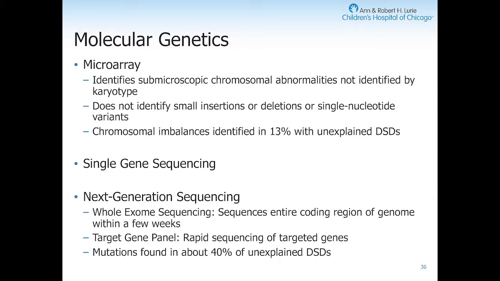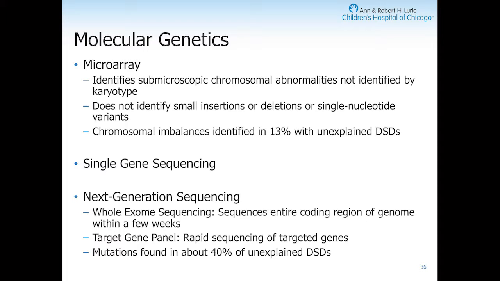All right, so why did this happen? One of the ways we could try to figure that out is by some of these more advanced molecular genetic techniques. We can do something called microarray. This identifies submicroscopic chromosomal abnormalities, like small deletions and additions, so extra chromosome material on a chromosome or some that is missing.